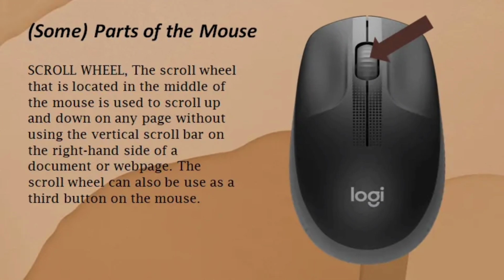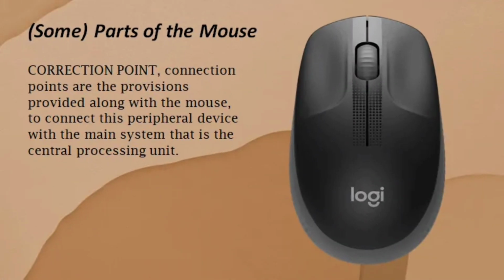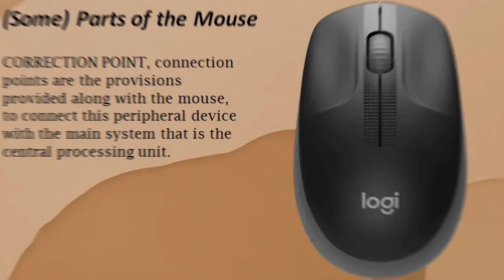The scroll wheel that is located in the middle of the mouse is used to scroll up and down on any page without using the vertical scroll bar on the right-hand side of the document or web page. The scroll wheel can also be used as a third button on the mouse. Here we have the connection point. Connection points are the provisions provided along with the mouse. This helps us connect this peripheral device with the main system, that is the Central Processing Unit or CPU.